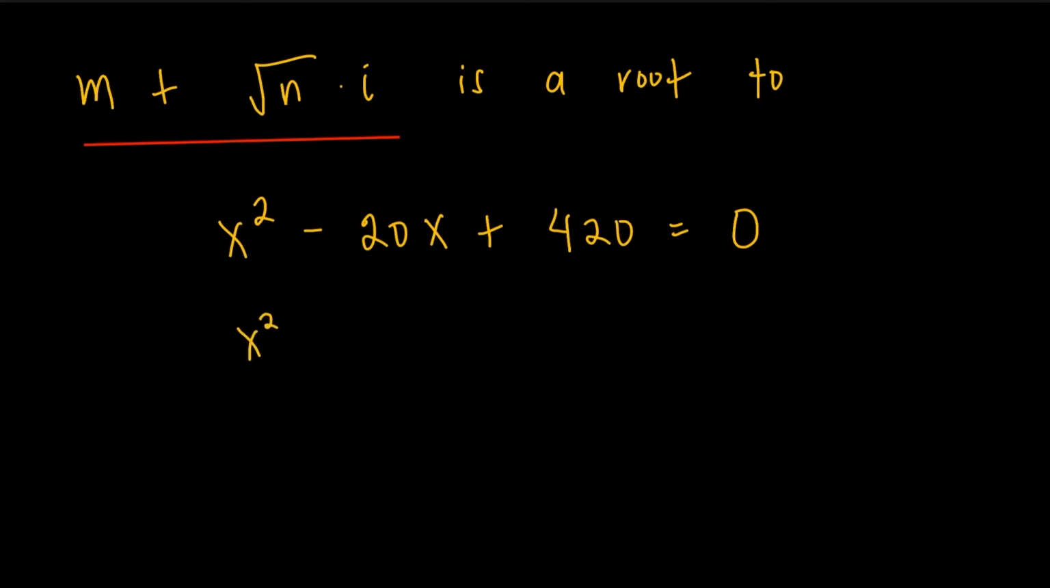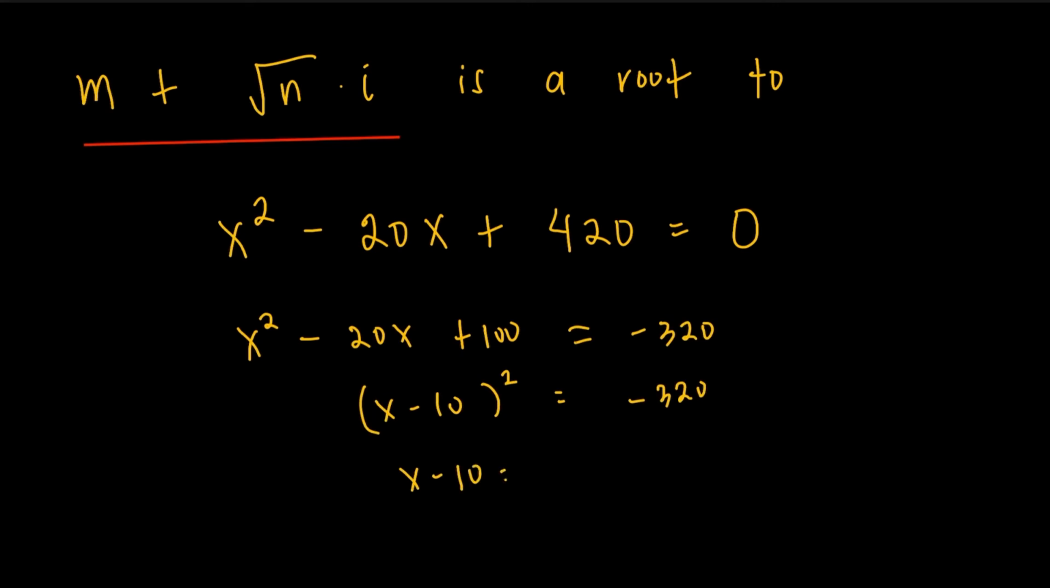So I know that x squared minus 20x plus 100 is a perfect square. I'll do this additional 320 here, and I'm going to move the 320 to the other side. So this would equal negative 320, and this is a perfect square. I'm ready to take the square root of both sides. So x minus 10 is going to be equal to plus or minus the square root of negative 320. This is going to be the square root of 320 times the imaginary constant i.